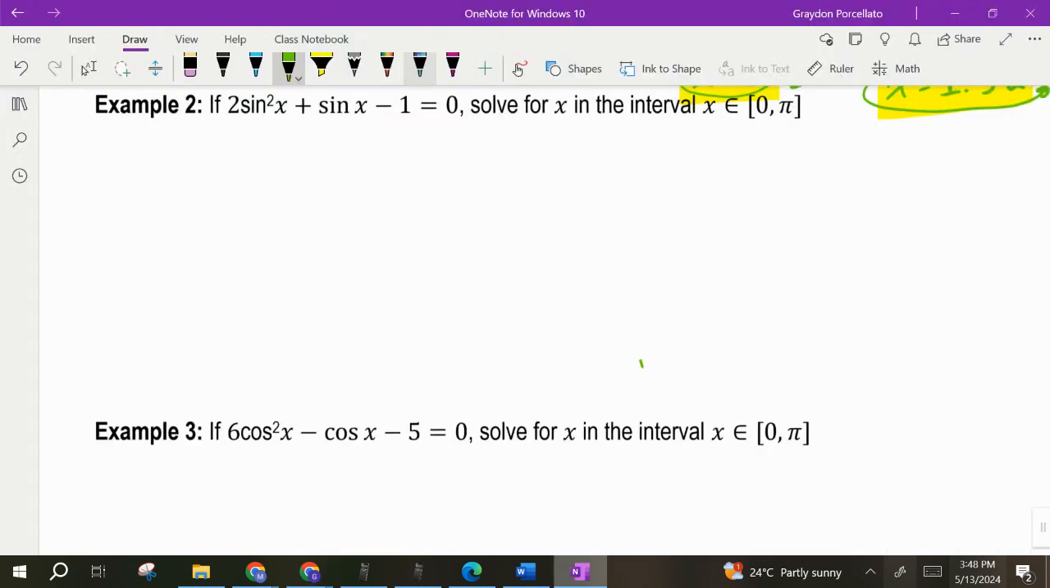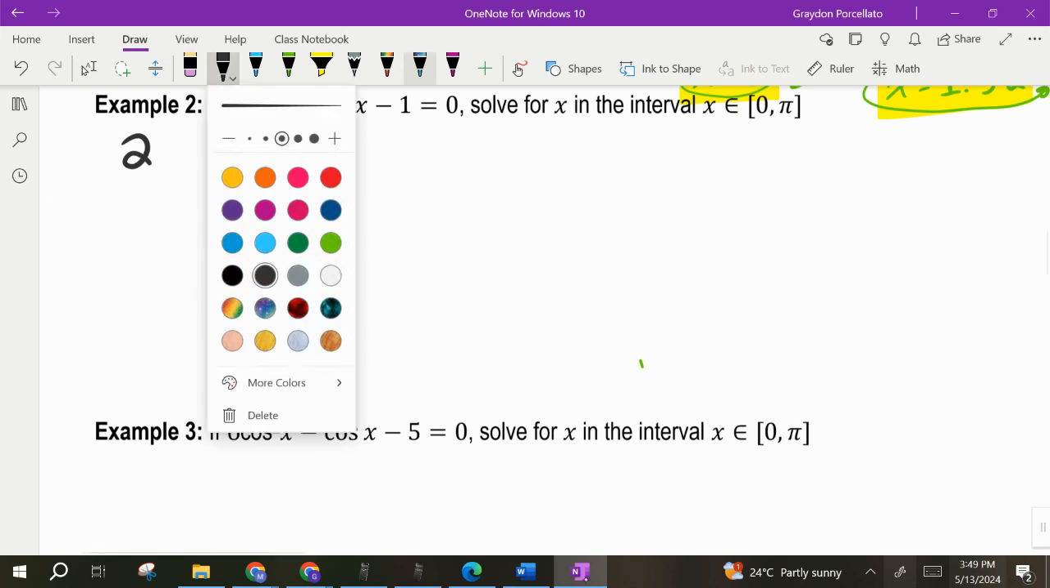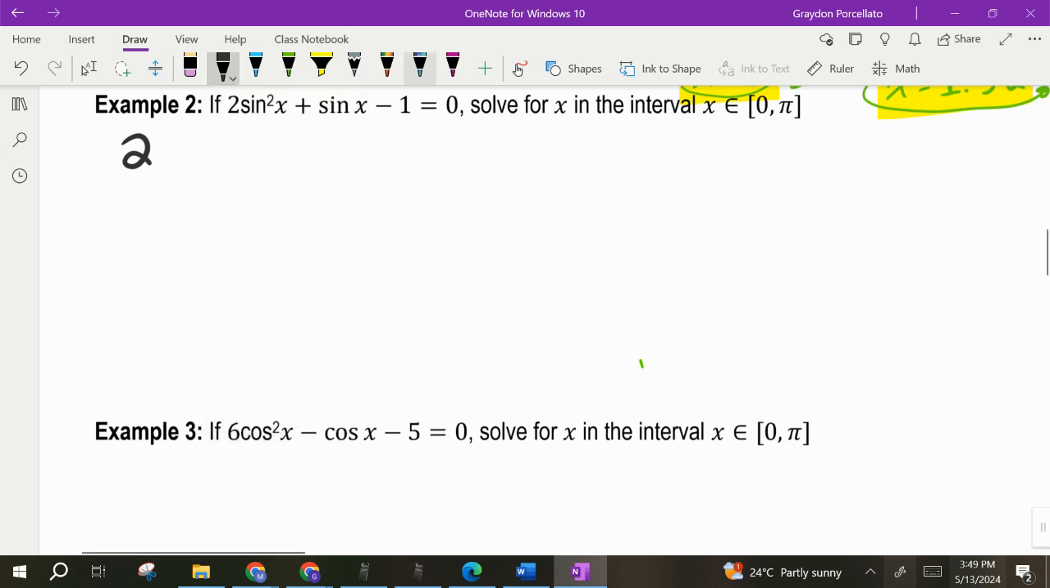Okay, let's try the next one. So with the next one, I'm going to write it out. So I'm going to say, okay, 2, a little bit smaller there. So let's go 2 sine squared x plus sine x minus 1 equals 0.